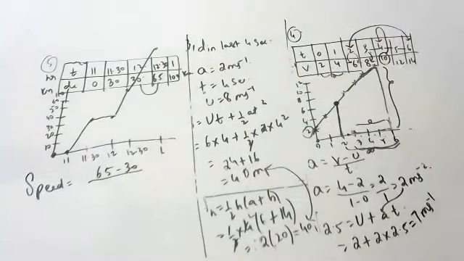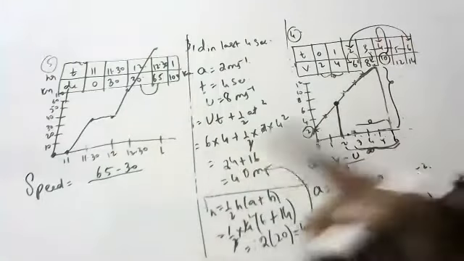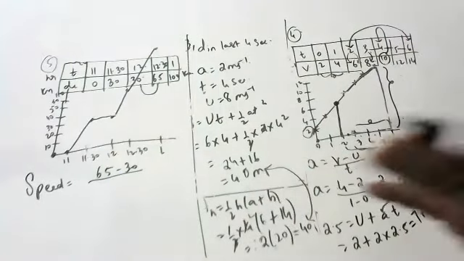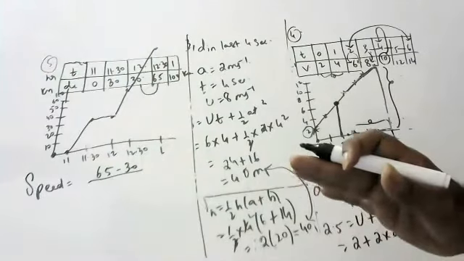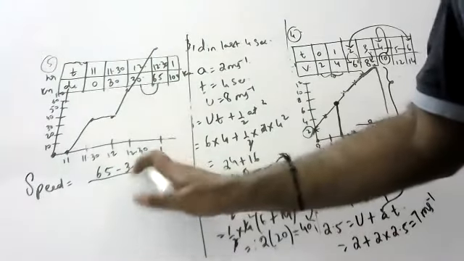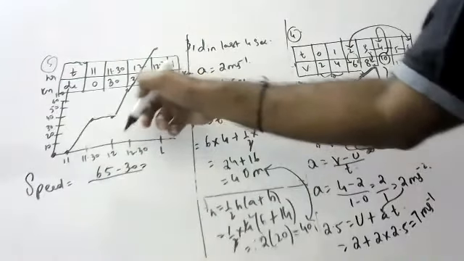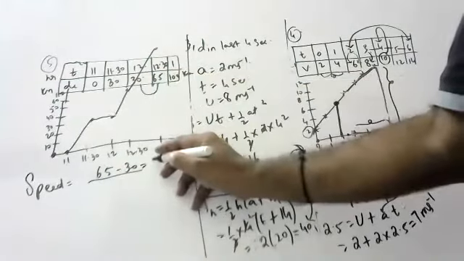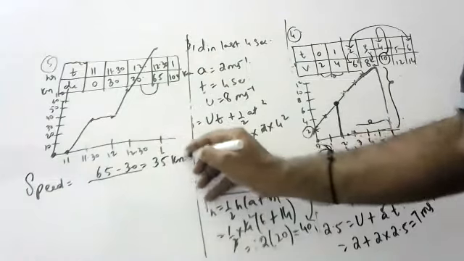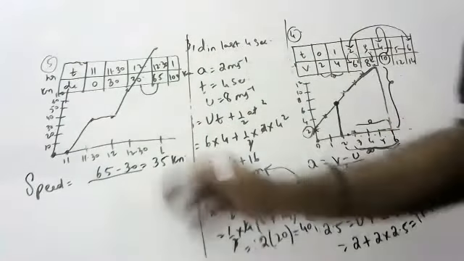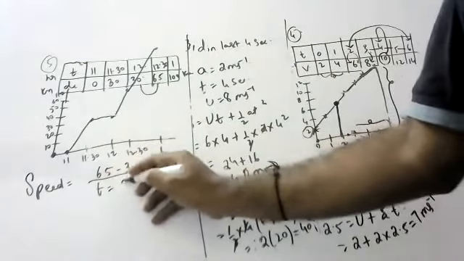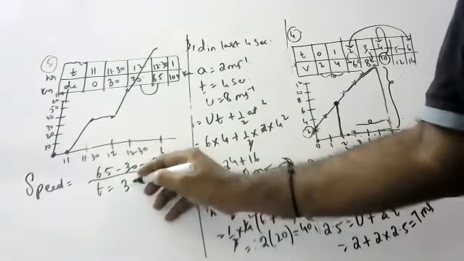But since it is accelerated motion, we can't use distance into time, children. So what will we use? Okay, how much distance did it cover, children? From 65 to 30, how much distance? 35 kilometers. And the time, how much is it, children? 30 minutes.